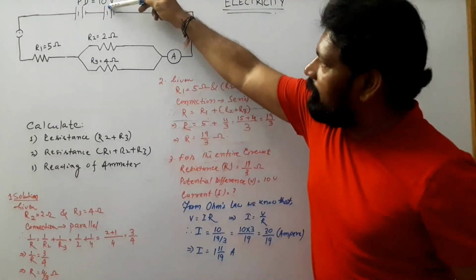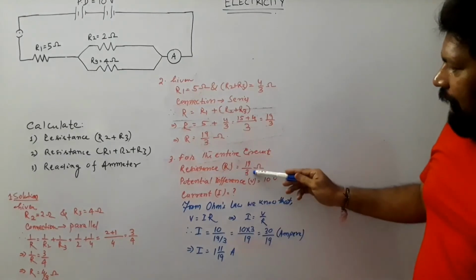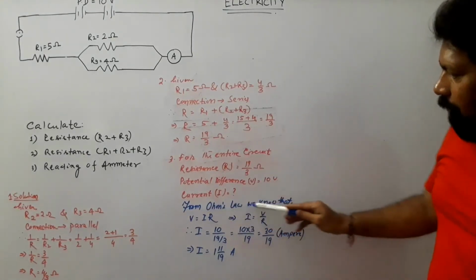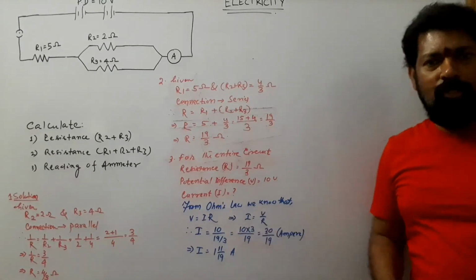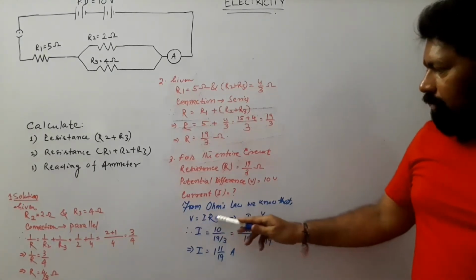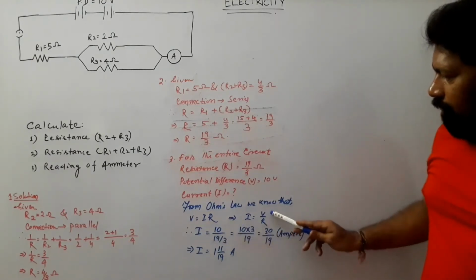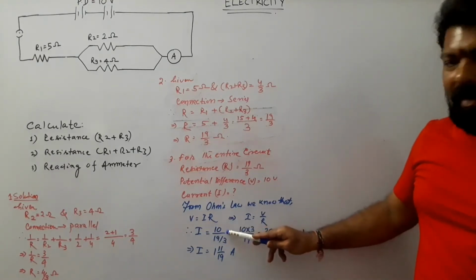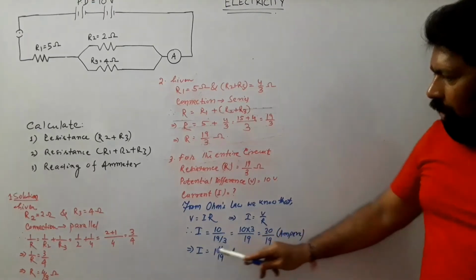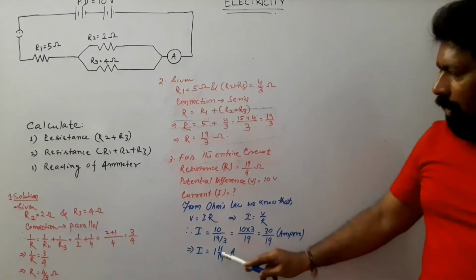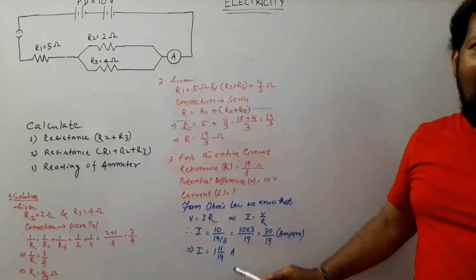The potential difference is given as 10 volts and the resistance is 19 by 3 ohms, and we have to calculate the current I. From Ohm's law we know that V equals IR. So if V equals IR, then I equals V by R. Substituting the values of V and R, that is 10 divided by 19 by 3, you get the value of current as 30 by 19 amperes, or 1 and 11 by 19 amperes.